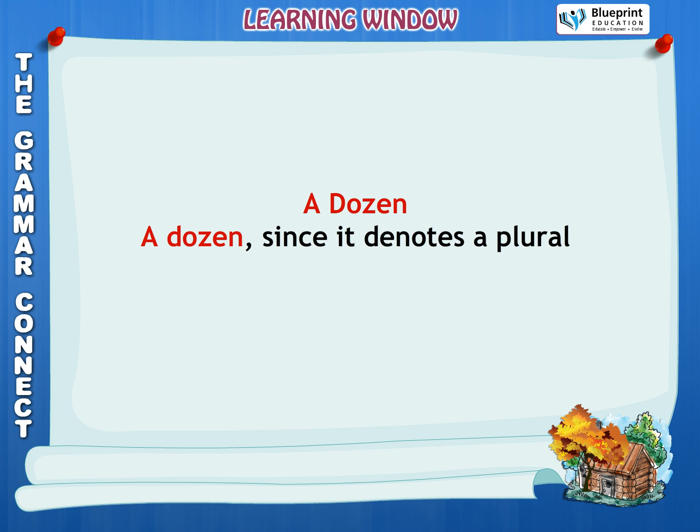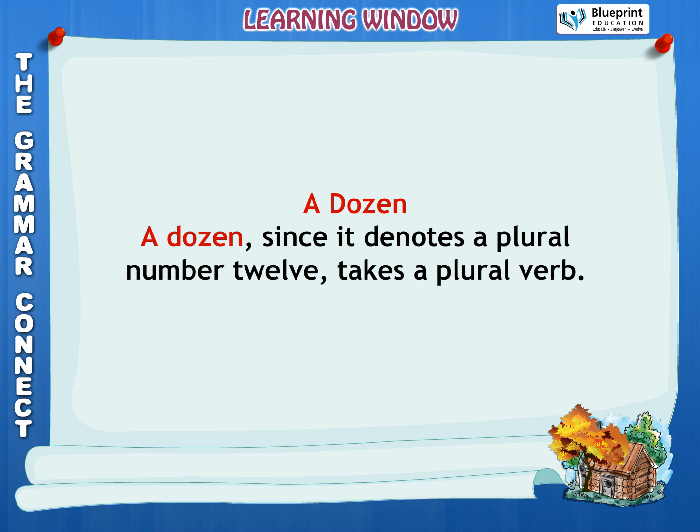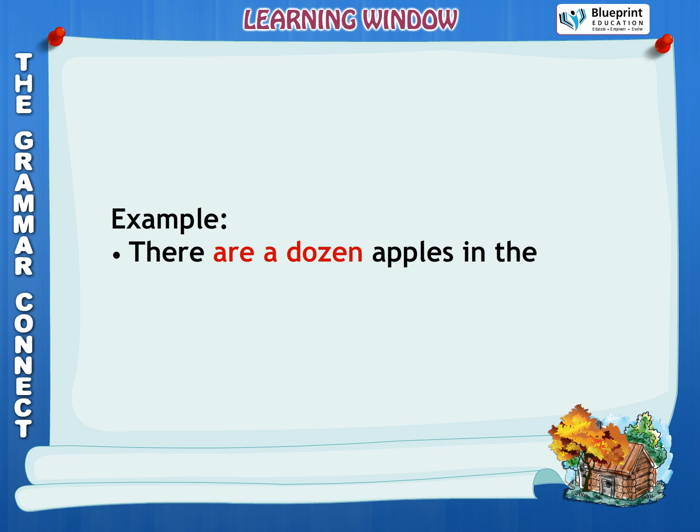A dozen. A dozen, since it denotes a plural number, 12, takes a plural verb. Example: there are a dozen apples in the fruit basket.